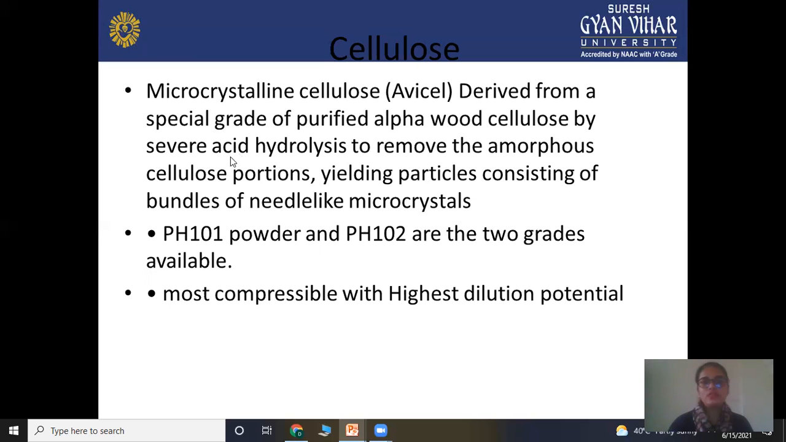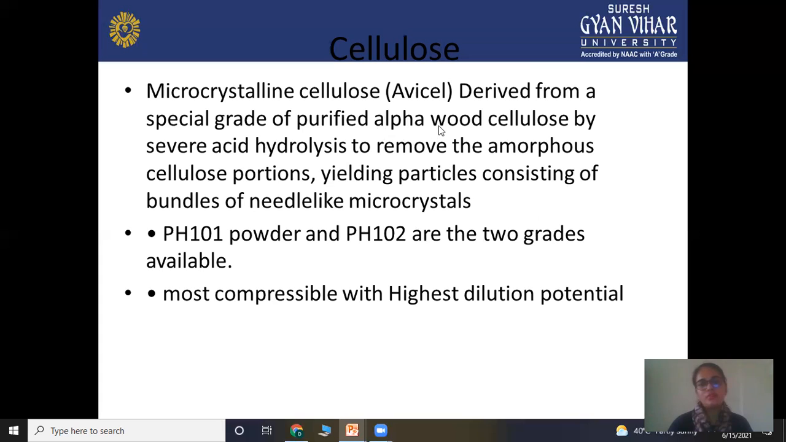Next is cellulose. Microcrystalline cellulose, also known as Avicel, is derived from a special grade of purified alpha-wood cellulose by severe acid hydrolysis to remove the amorphous cellulose portion, yielding particles consisting of bundles of needle-like microcrystals. Another name or synonym of microcrystalline cellulose is Avicel, and it is available in a special grade or purified form.